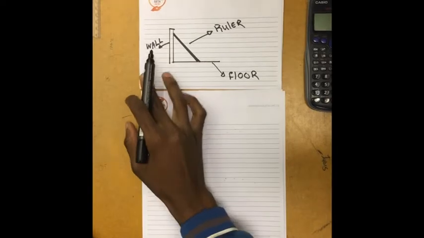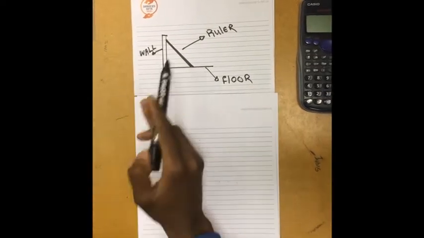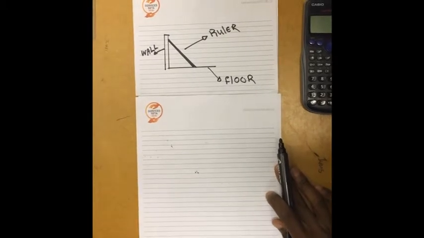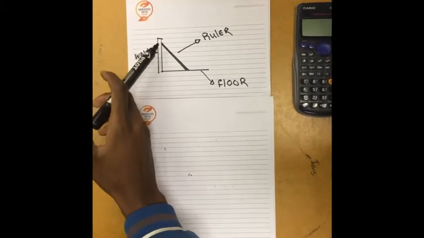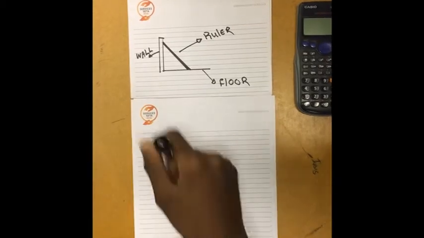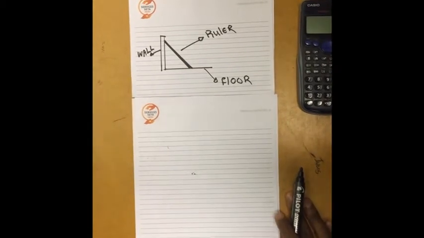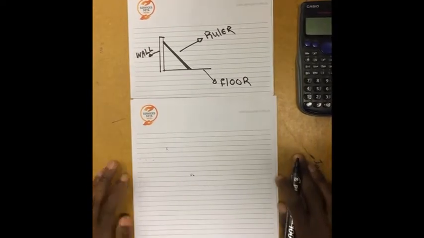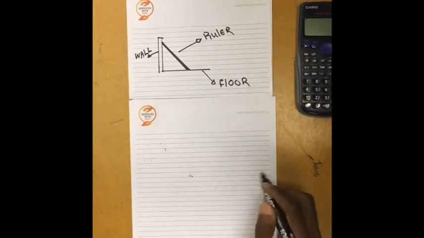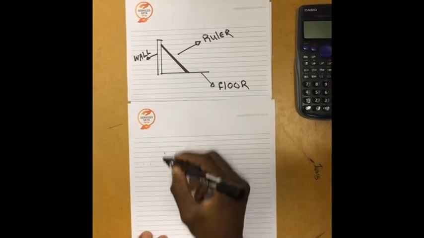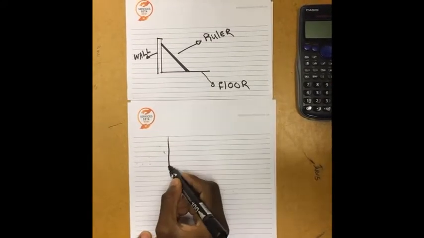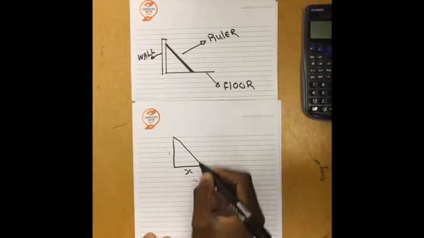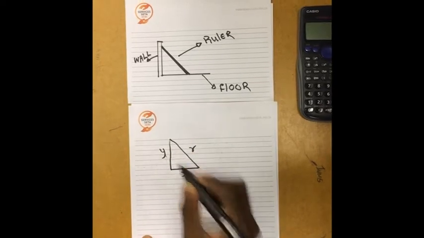As you can see here, we have our problem where we have the ruler against the wall. The aim is to determine the rate at which this ruler will slide down against the wall. This diagram indicates a right angle triangle. We have our x here, and then our r, and then our y.